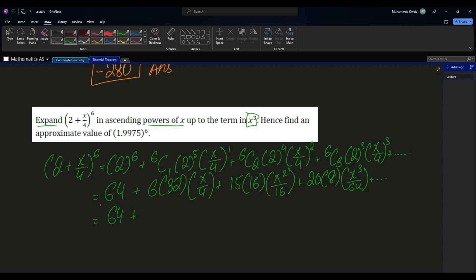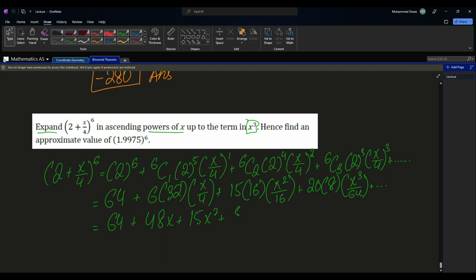64 plus 6 into 32 over 4 gives us 48x, plus 15x square, plus 20 into 8 over 64 gives us 5 over 2 x cube. Alright, so we did what they asked. We expanded the term till x cube. Okay, now then it is asking us to find an approximate value of this.